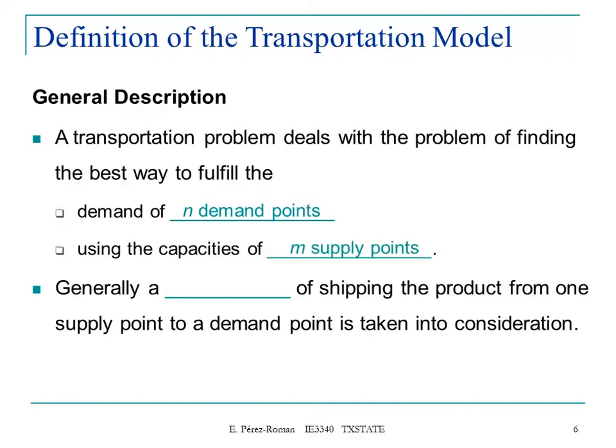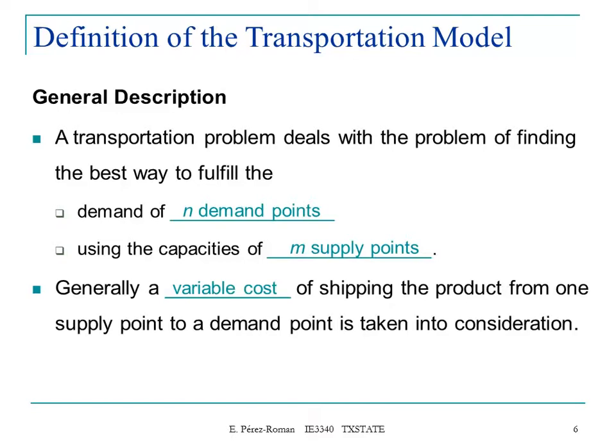You consider the capacities of your end supply points. Usually, if you are a big company, you have multiple supply points. Let's say you are worldwide, so you will have supply in Europe, supply in North America, supply in South America. If you want to ship to different countries, you need to find out which supply point will cost you less to supply a specific client. So you have end demand points and supply points.